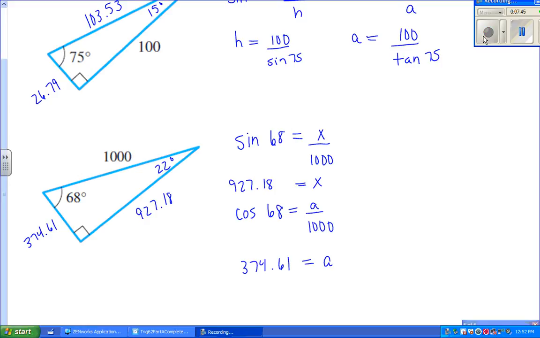Okay, so when we go to complete this one, we have that 68 degrees. So the first thing that we can do is sine of 68 equals the opposite over 1,000. I put it as x so it didn't look like a 0. So when we do sine of 68 times 1,000 to get x by itself, you get 927.18. Then we know cosine is adjacent over hypotenuse, so we're going to have a over 1,000. And again, you do cosine of 68 times 1,000 and you get 374.61. Also, we know that 90 plus 68 gives us 158, so this angle has to be 22 degrees.